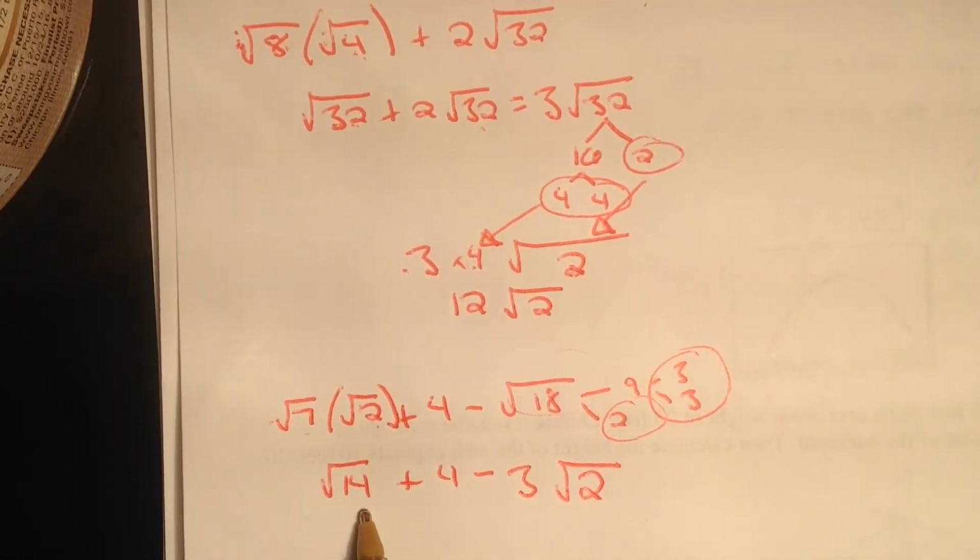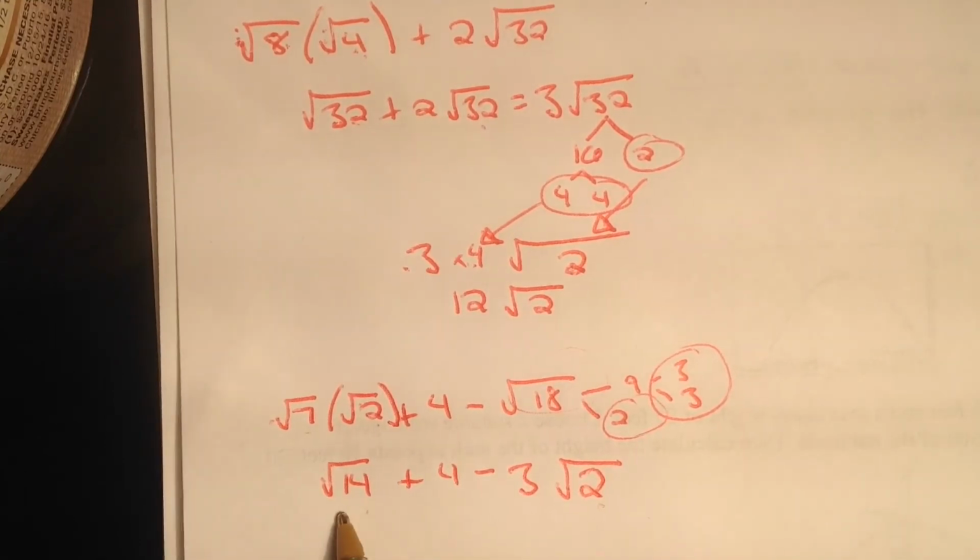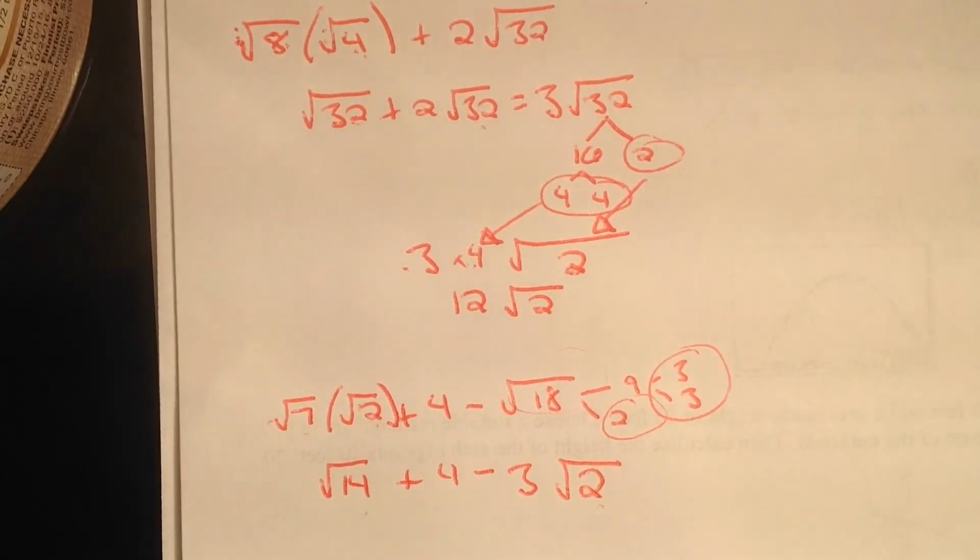None of the numbers under the radical match, and this doesn't have a radical, therefore none of this can combine, and that would be our final answer.